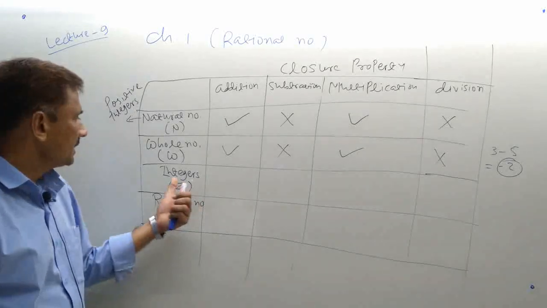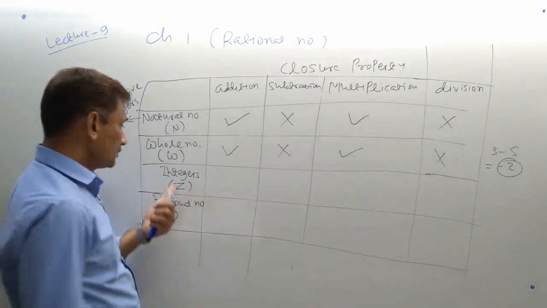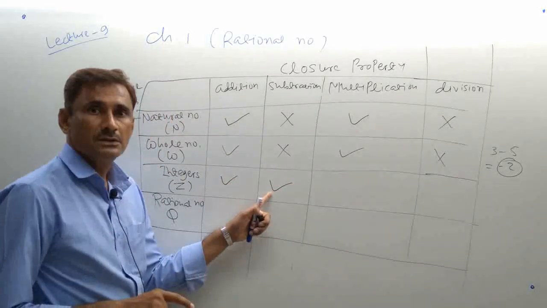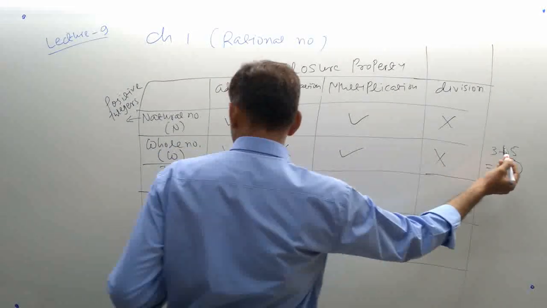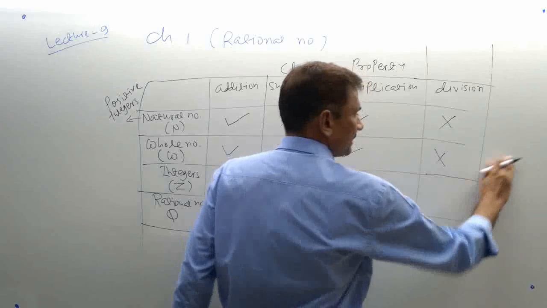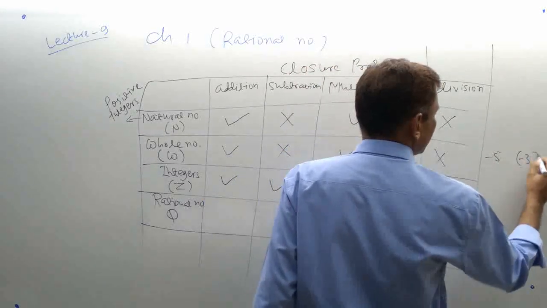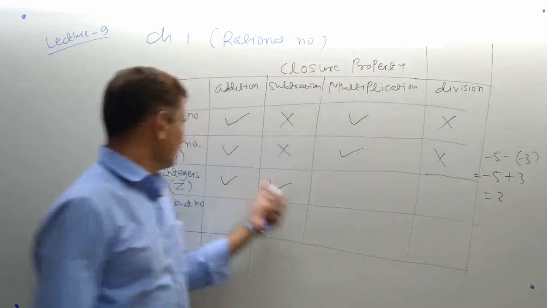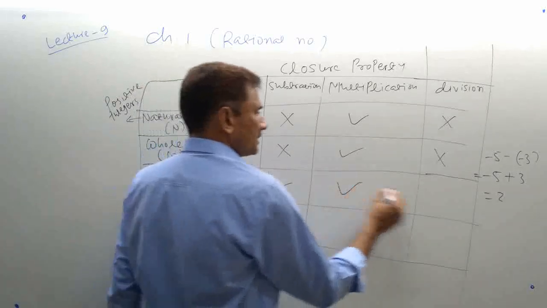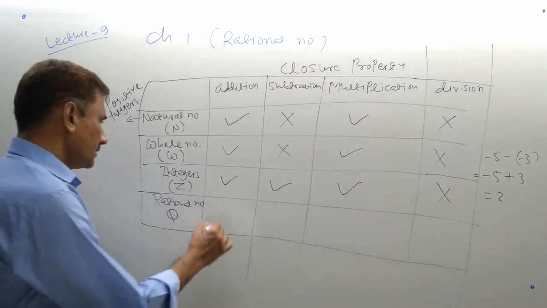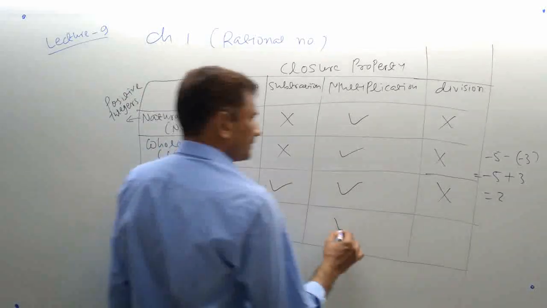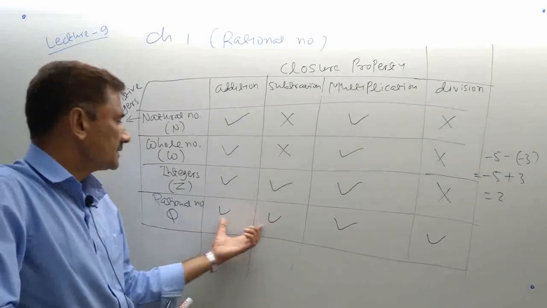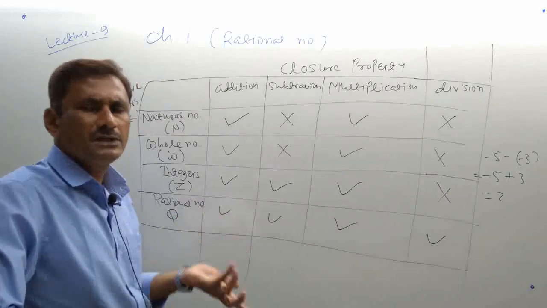Okay, now integers. In integer, addition is okay, subtraction also okay here, because suppose you take any two examples, say -5 and -3, and you are taking the difference, then obviously -5 plus 3 equals -2, whatever may be the answer, but in integers only. But division not. In rational numbers, addition, subtraction, multiplication, division all come in the same set only, because it is the biggest set, so everything is included.